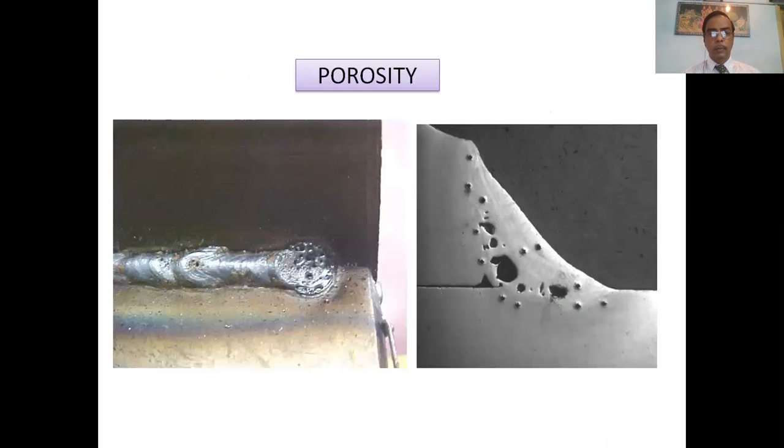Porosity. These are the porosity, these are also pores. Porosity means some pinholes. It is a defect due to gaseous hydrogen trapped in the liquid weld metal, and during cooling it cannot escape. So porosity may occur.